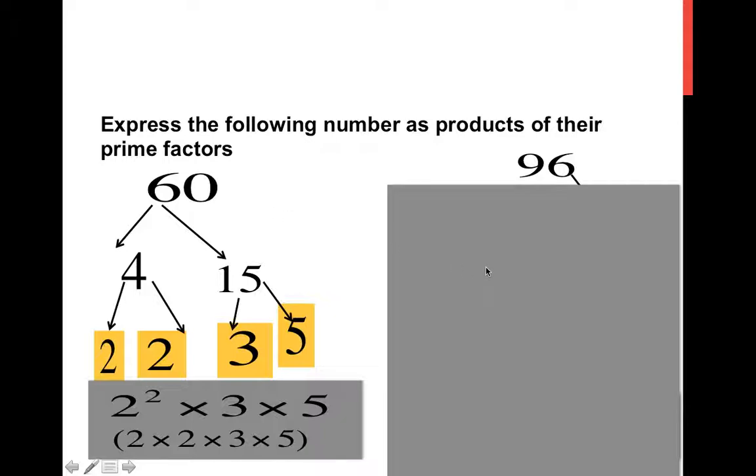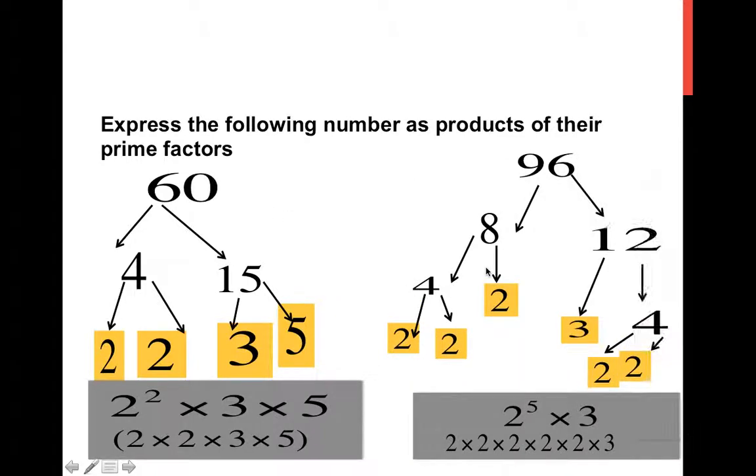Now 96. You do 8 times 12, which is 96. You could have done another calculation to get 96, but I've just done 8 and 12. What makes 8? 4 times 2, 2 is prime, and what makes 4? 2 times 2. Then 12, what makes 12? 3 times 4, 3 is prime, and what makes 4? 2 times 2. So we get 2 times 2 times 2 times 2 times 2 times 3, which is basically 2 to the power of 5 times 3 in its simplest form.